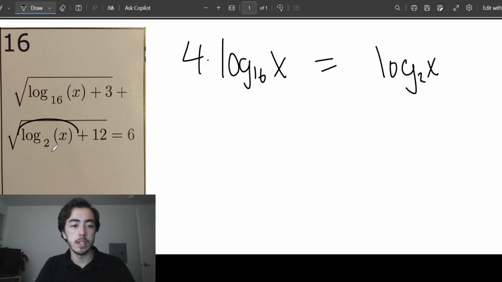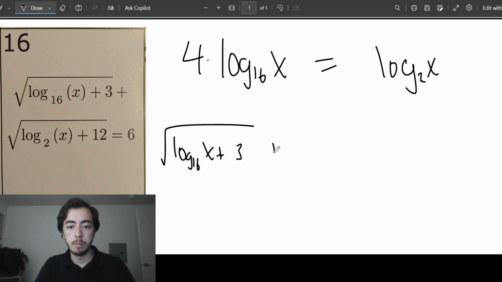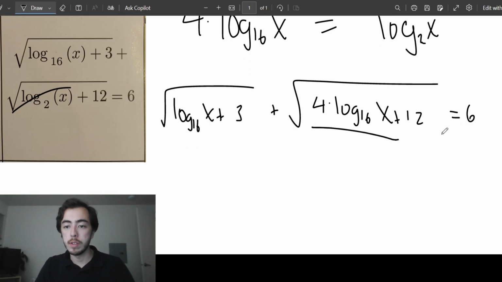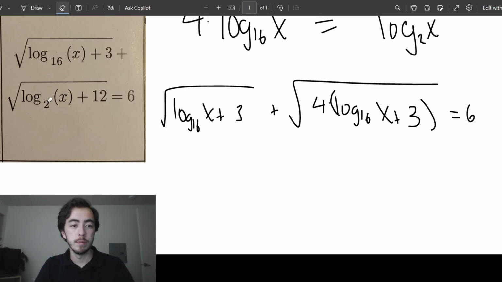I think it'll be nice to remove this one just to show the algebra. So let's write it all out. Square root of log base 16 of x plus 3 plus, and then I'm going to do that substitution here, replacing this bit with 4 times log base 16 of x plus 12 is equal to 6. My idea here is that both of these terms have a 4 in them, and so I could factor out this 4 of the 12 and make it a 3. I'll just put parentheses here, so if I distributed that 4 again, I'd get back to where I started.